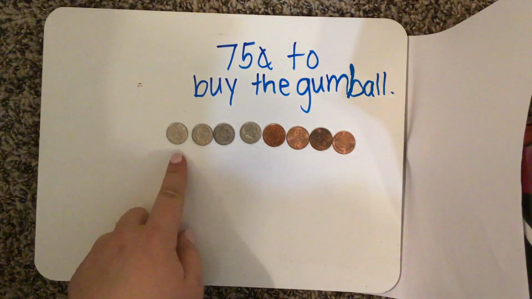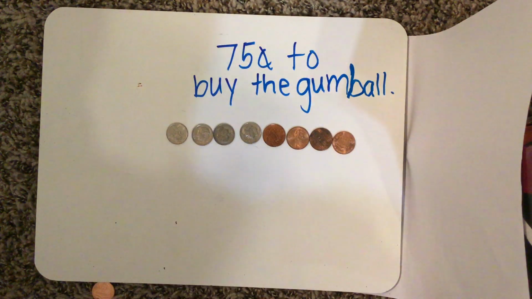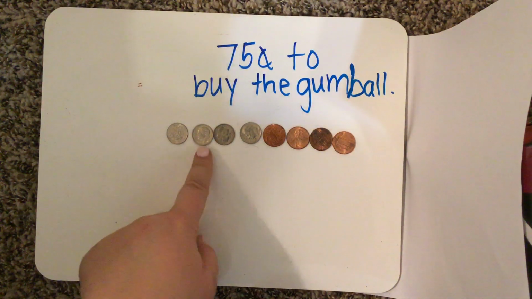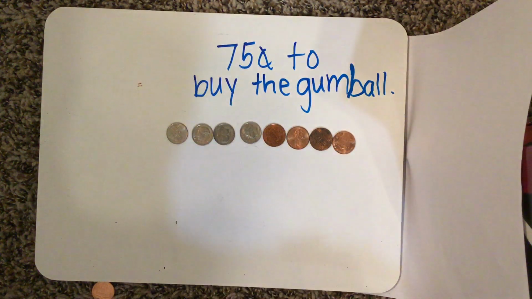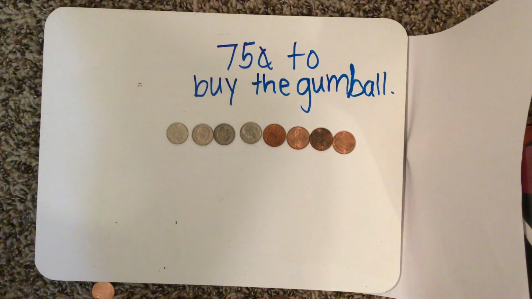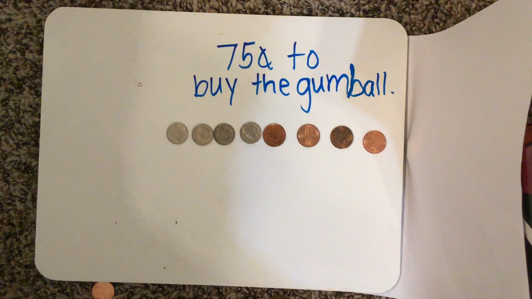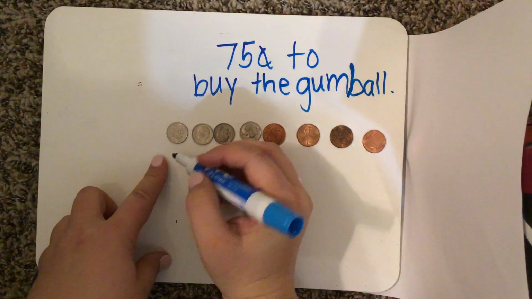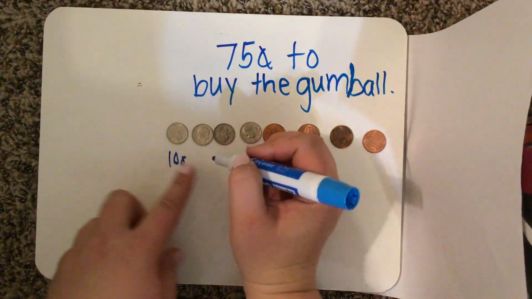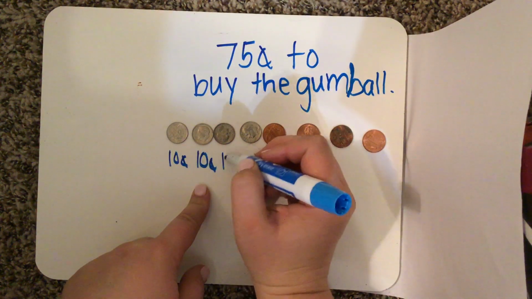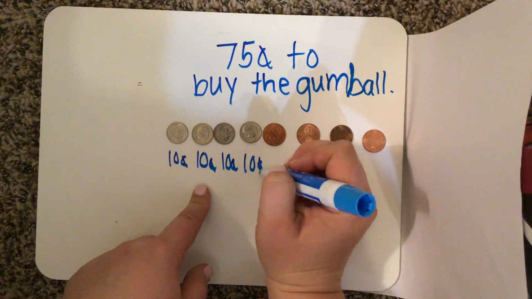So I see something different than I've seen before. What are these silver circles? And how much are they worth? What are they called, everybody? They're called dimes. And we know that a dime is worth 10 cents. So it's already sorted out into groups of 10. We didn't have to do that. How lucky. So we're just going to write 10. Make sure we have cents. 10 cents, 10 cents, 10 cents.